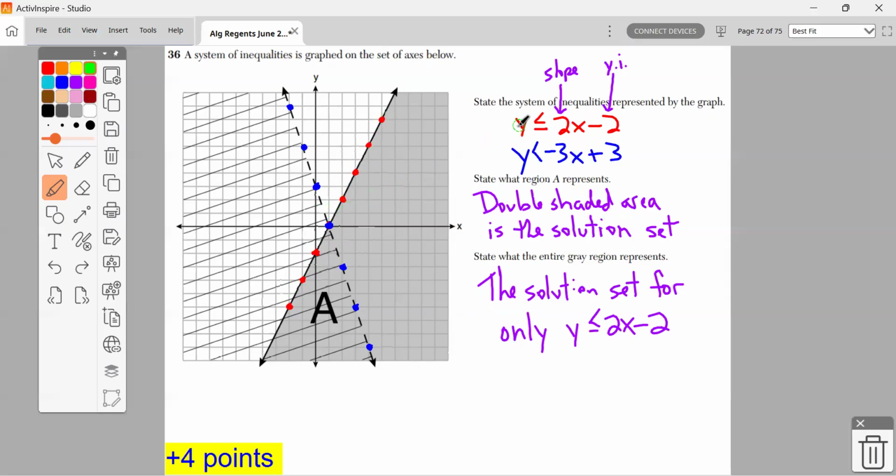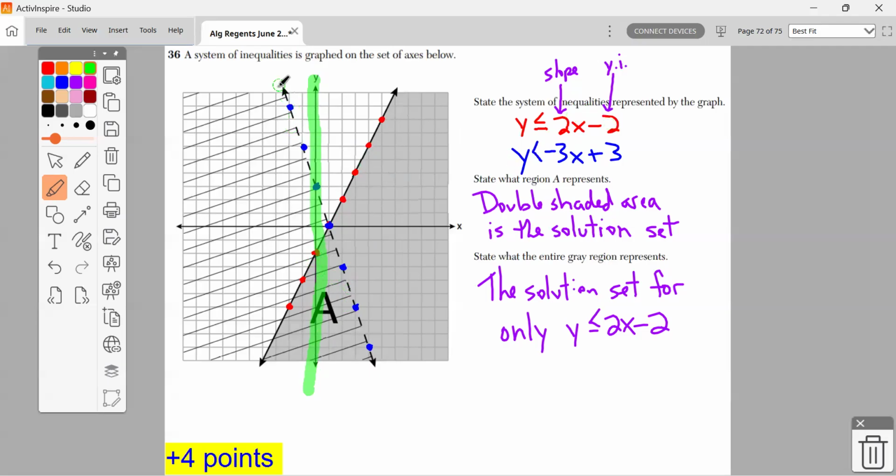All right. So we have our y. I can see that it is a solid line and we're shading below, so that's going to be less than or equal to. The slope, how do you get from dot to dot? You're going up 2 over 1, up 2 over 1, up 2 over 1. So 2 or 2 over 1 goes in front of the x. Our y-intercept, where the line crosses the y-axis, is at -2, so -2.